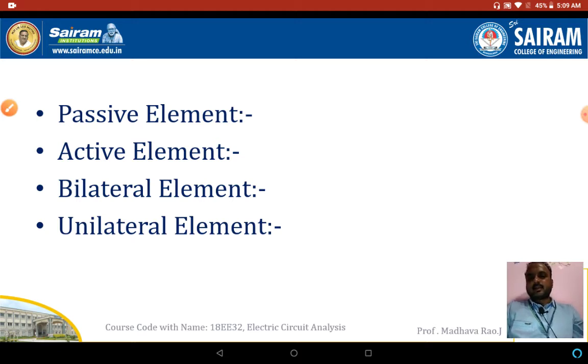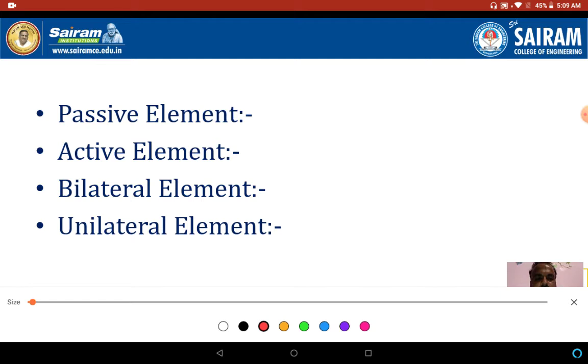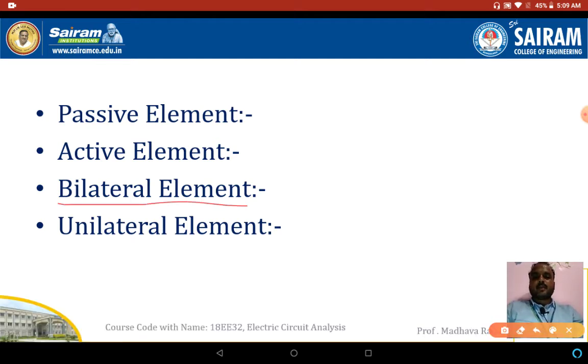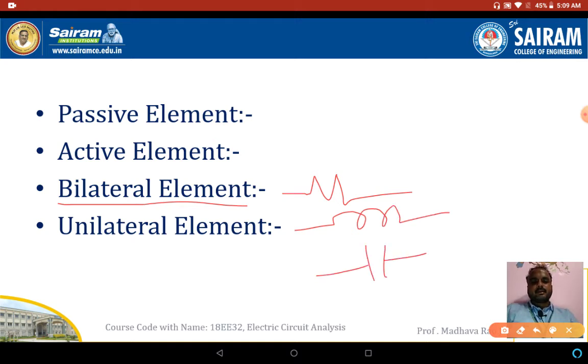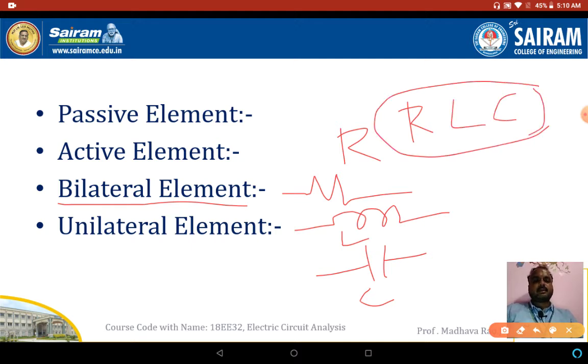Next, coming to bilateral elements. This is very important to know. What is meant by a bilateral element? An element which conducts current in both the directions is known as a bilateral element. If you take resistor, inductor, capacitor, these are examples of bilateral elements, which conduct in both directions. Current will flow in one direction, and also in the other direction. If you connect like this, current will flow. Similarly in inductor and capacitor also.